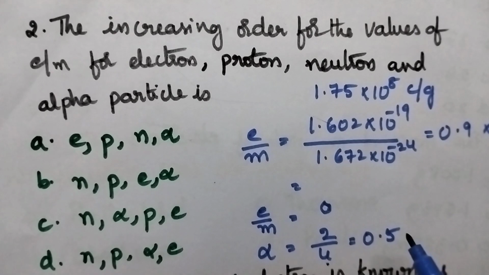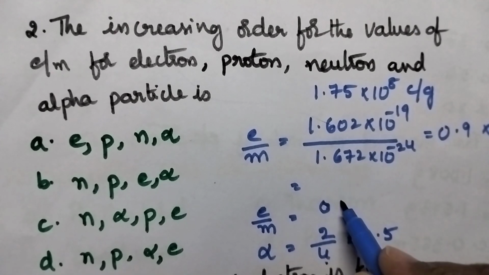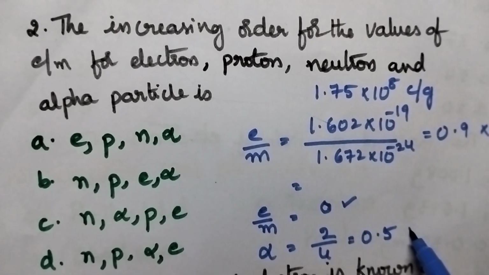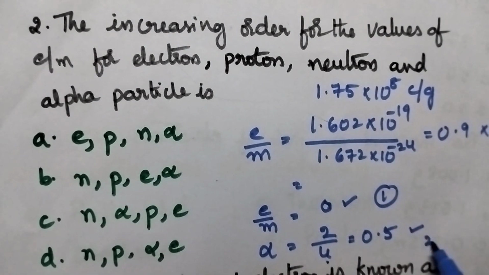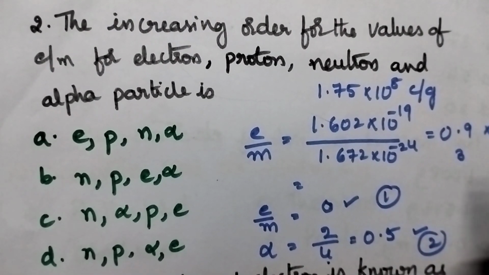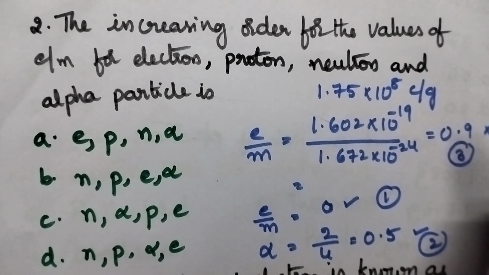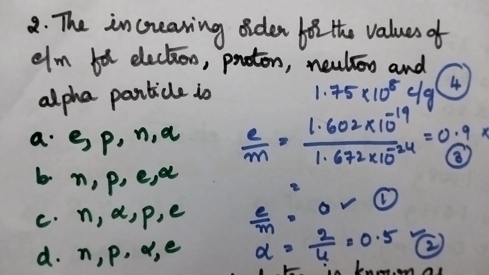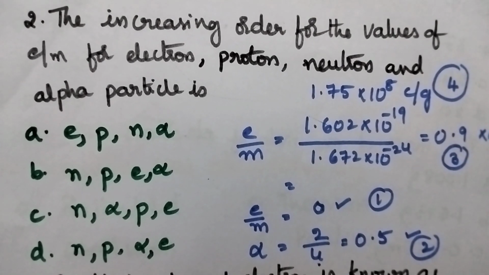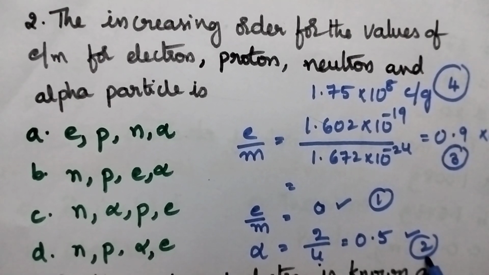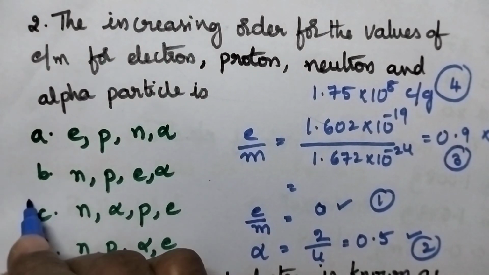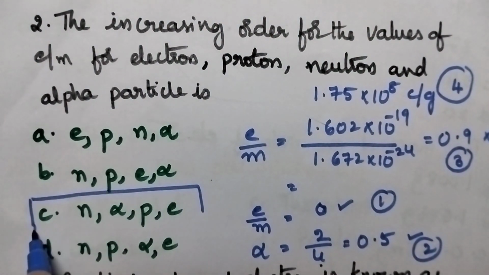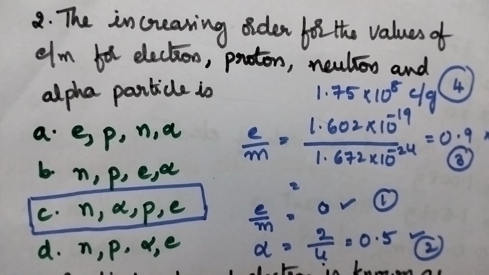So the first one is neutron, the second one is alpha particle, the third one is proton and the fourth one is electron. So the increasing order of e/m values is neutron, alpha particle, proton and the electron. So the right option is C, neutron, alpha particle, proton and the electron.